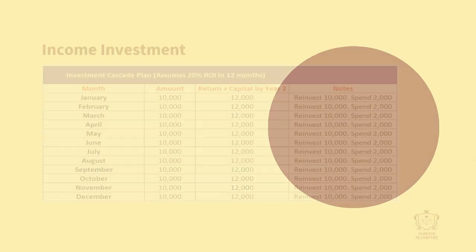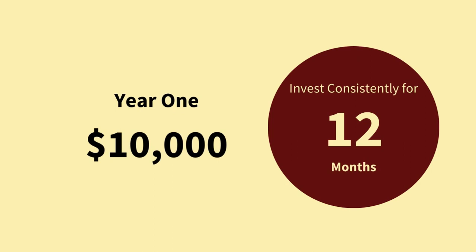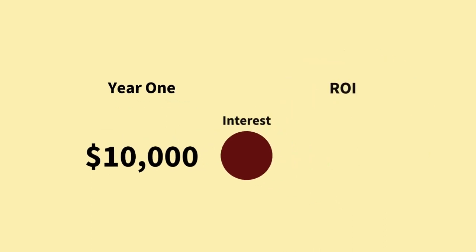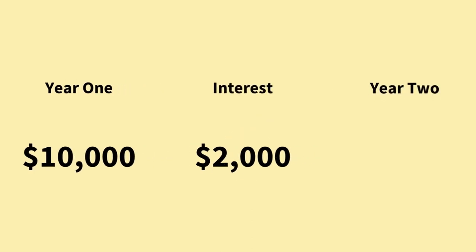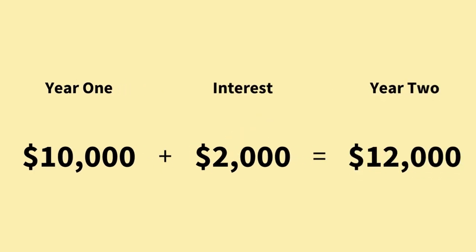Now, how this plan works is that every month you put down the same amount, say $10,000, or you can convert that to your local currency as well. Now, if you do that consistently for 12 months, at the end of 1 year, so by the time you're going into year 2, in January, because it's a 20% return in 12 months, that capital would have gained $2,000 and you'll be getting $12,000.